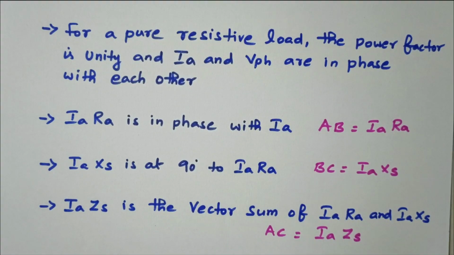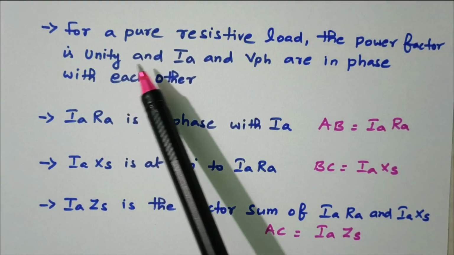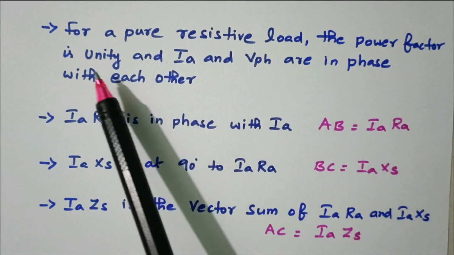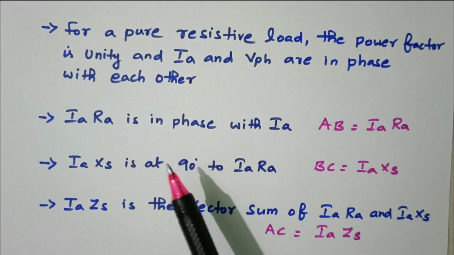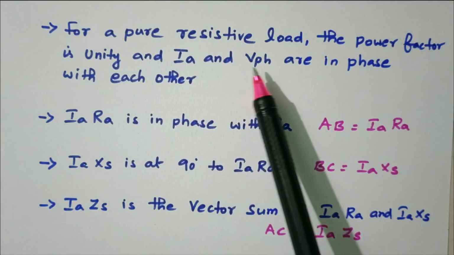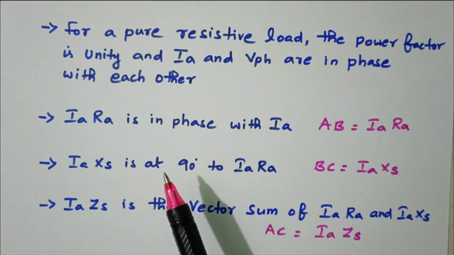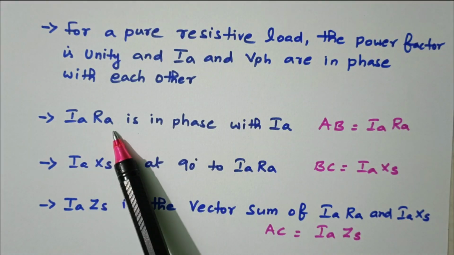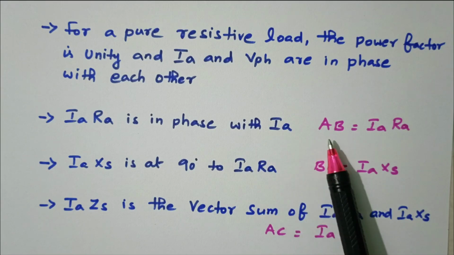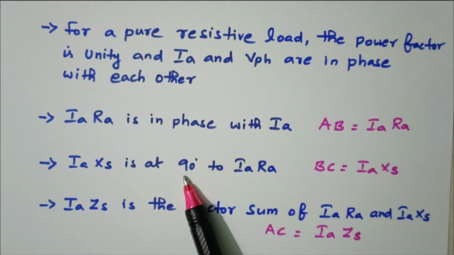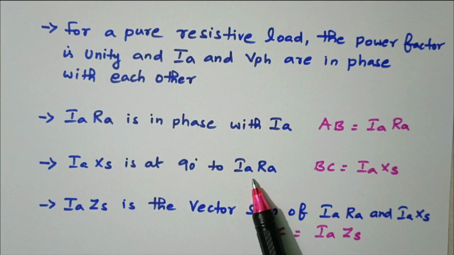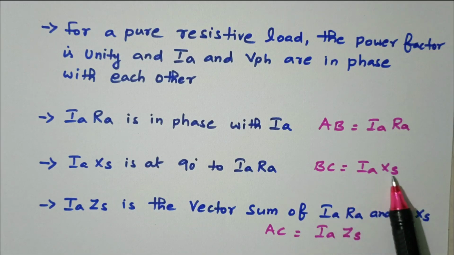So what we discussed, the sentence is given. For a pure resistive load, the power factor is unity and IA and V phase are in phase with each other. Because of the resistive load, IA and V are in phase. What we discussed in the diagram, IARA is in phase with IA. That is AB equal to IARA. IAXS is at an angle of 90 degrees with IARA. So BC equals IAXS. The sum of these two is nothing but IAZS, that is given by AC.